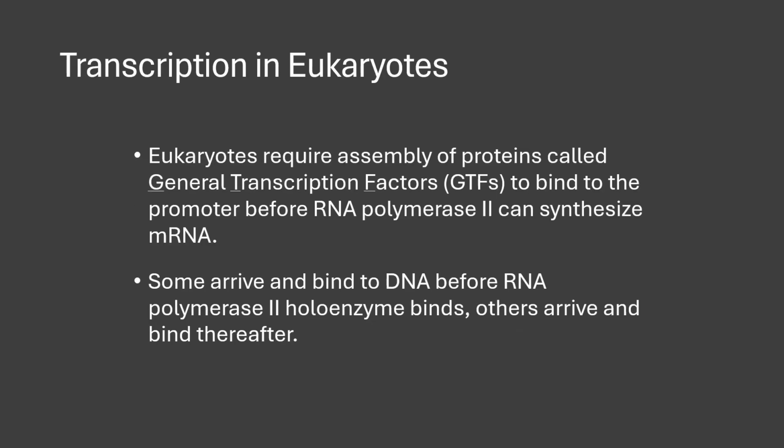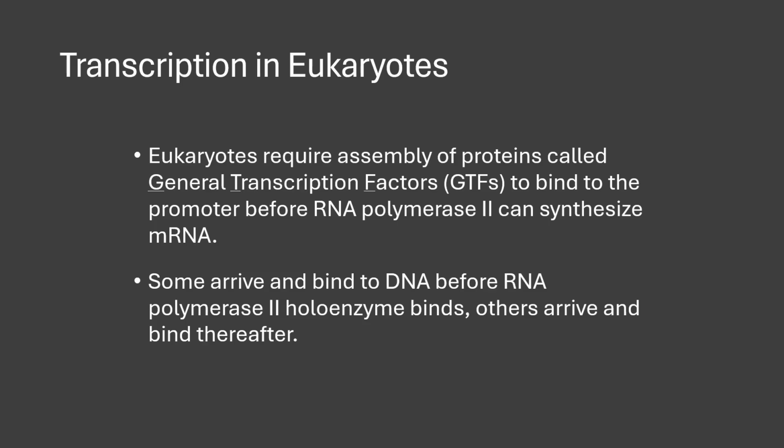And some of those regulatory molecules are called transcription factors. And if you watched the video, you saw this. So eukaryotes require this group of proteins to get together, and these are called general transcription factors. Sometimes they're abbreviated GTFs. And these have to all bind to the promoter before RNA polymerase can synthesize mRNA. Notice the RNA polymerase 2.